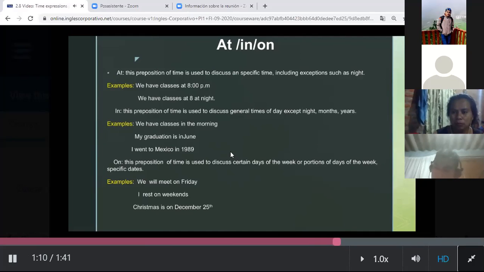In. This preposition of time is used to discuss general times of day except night, months, and years. Examples: we have classes in the morning. My graduation is in June. I went to Mexico in 1989.